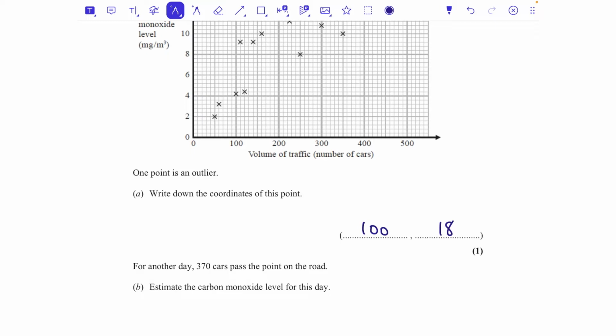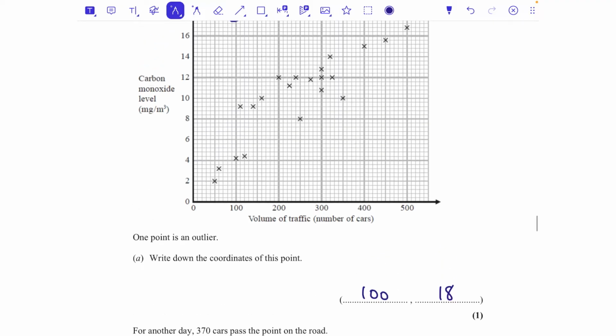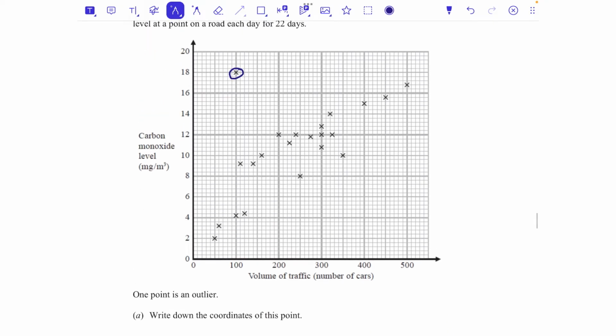For another day, 370 cars passed the point on the road. Estimate the carbon monoxide level for this day. So what we want to do here, if we're going to read off the graph, we're going to need a line of best fit. Now a line of best fit should go between as many of the points as possible. So you want to try and end up with the same amount of points above and below. I might go a little bit higher, just to be more in the middle of that cluster. It's not perfect, because the bottom ones are quite low and in the middle they go a little bit higher, but I'm happy with that. There would be a range of answers allowed on the mark scheme, and I'll let you know what that is in just a second.